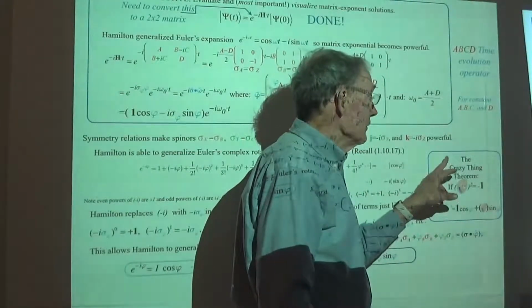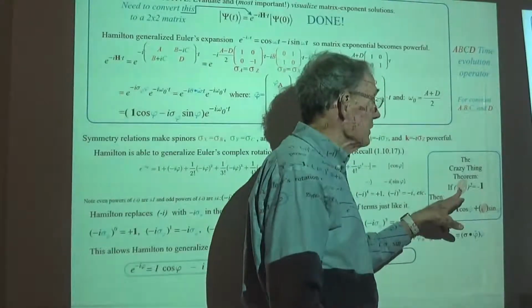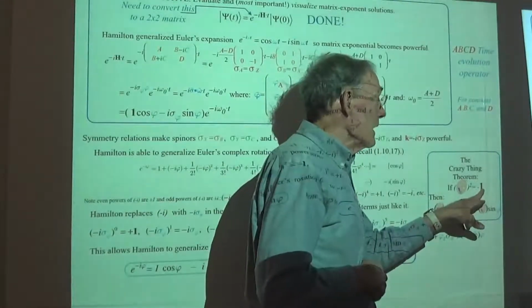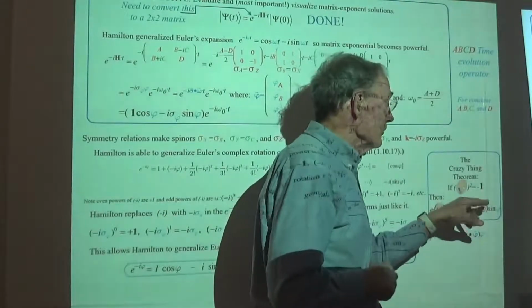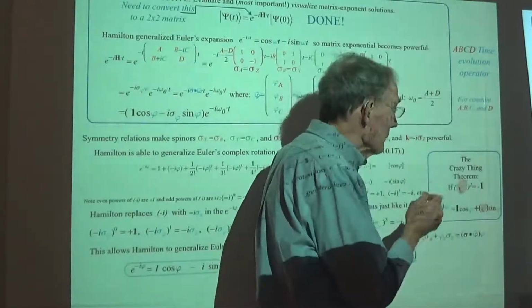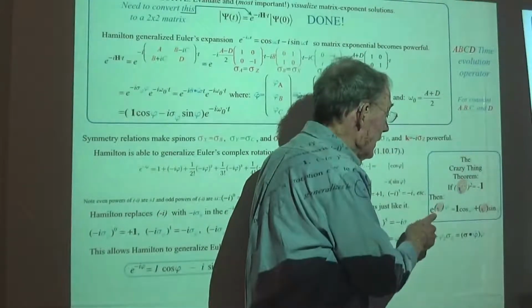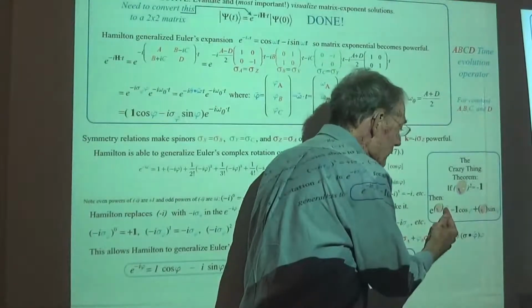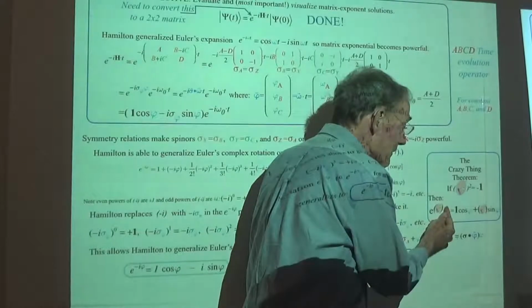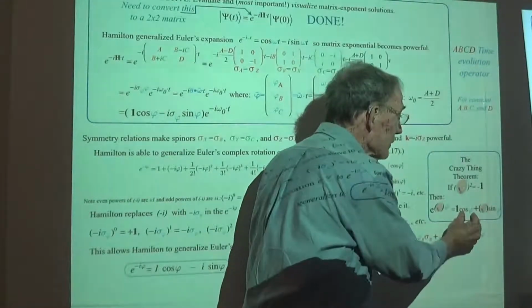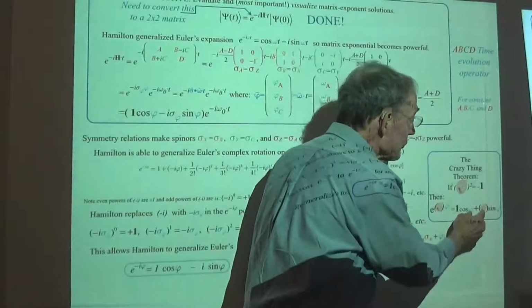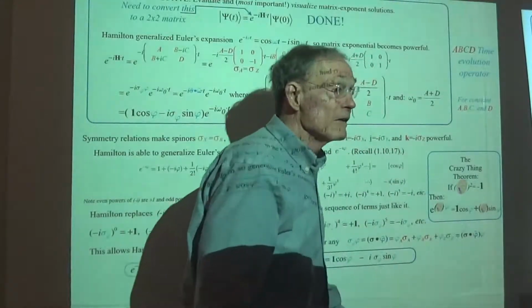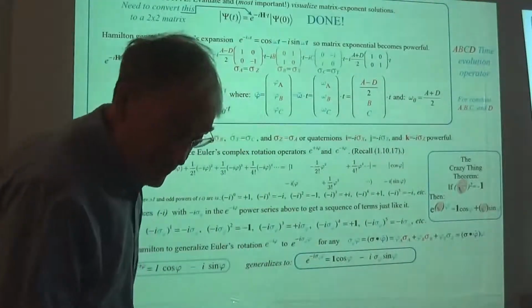Okay, so the crazy theorem is that if you have something like I that squares to minus 1, whatever that 1 is, it can be a big matrix or it can just be a number like it is for complex. And the E to the crazy thing times some other, could be a real number, is simply 1 times the cosine of that real number plus crazy thing times the sine of that.